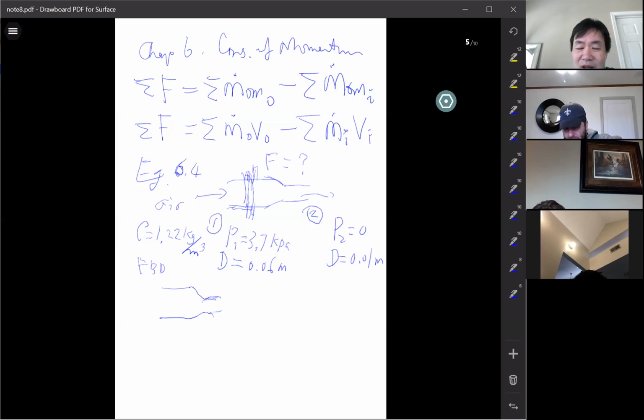Okay, it's the nozzle. So what are the forces? You draw the diagram, you draw the object. Notice I didn't draw the flange. The flange is the force we need to calculate, right? So I detach the nozzle from the flange. What should I do?